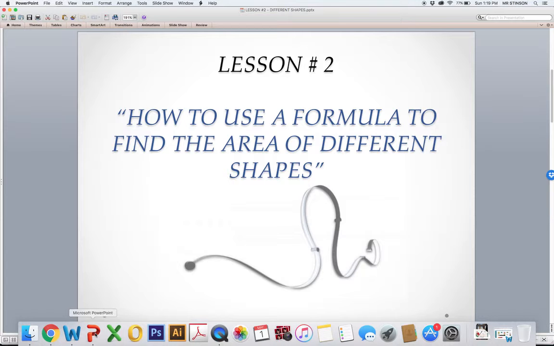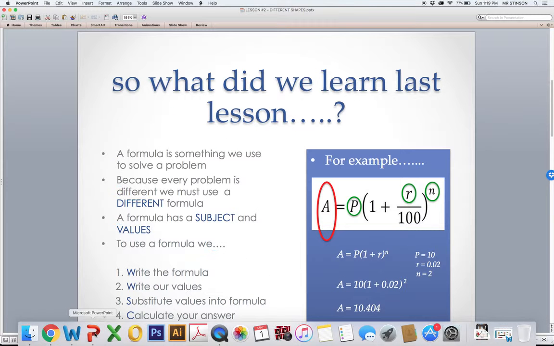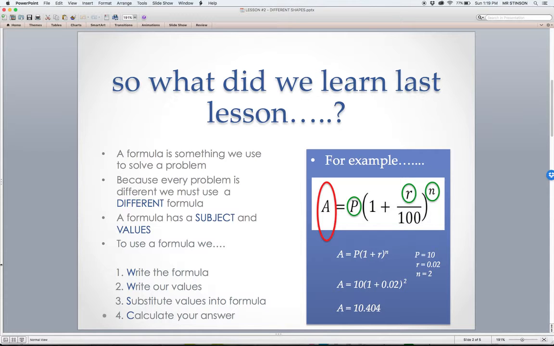So, from last lesson, what did we learn? 1. A formula is something we use to solve a problem. 2. Because every problem is different, we must use a different formula. 3. A formula has two things: a subject, which you can see circled in red in the picture next to it, and values. In the picture we can see those circled in green.